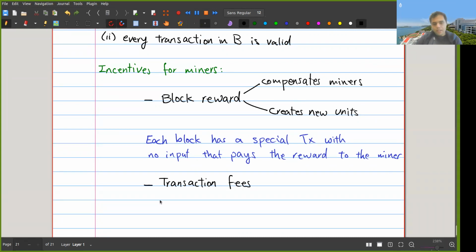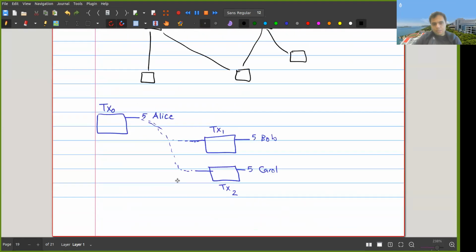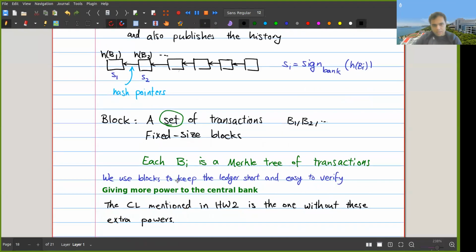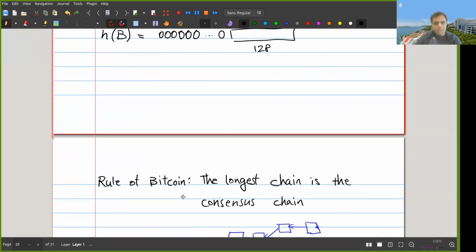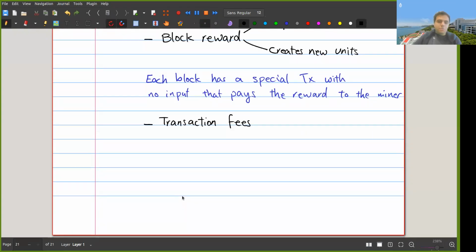Okay. So remember that I said before, when I was talking about valid transactions, that a transaction is valid when the sum of inputs is larger than or equal to the sum of outputs. And this sounded weird at the time. Some of you asked, why isn't it equal? Why shouldn't the sum of inputs be equal to the sum of outputs? And basically the reason is that the difference would be the transaction fee. And this difference will be paid to the miner.